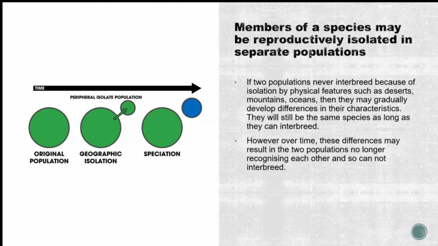So those differences, before you get to that speciation stage, the populations will have very different characteristics and would not recognise each other if they came across each other. So remembering that they need to recognise each other to breed. And then they become two different species.